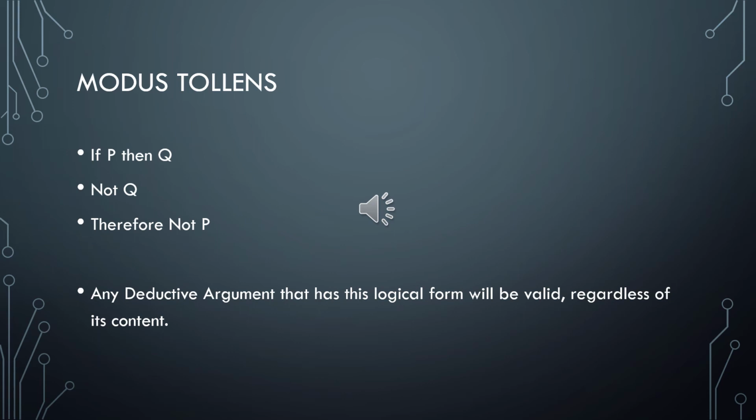Again, just like modus ponens, every modus tollens argument is automatically valid. You simply have to recognize it. It doesn't matter what the argument is about. So if you learn to recognize modus tollens, it's a truth-preserving or a valid form, and you're done with that aspect of evaluation.